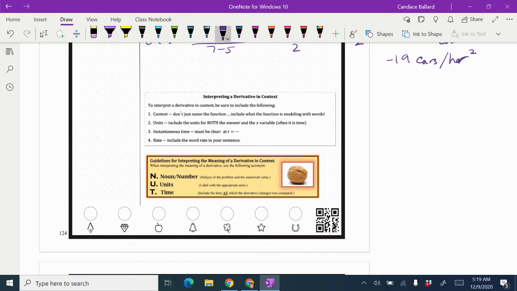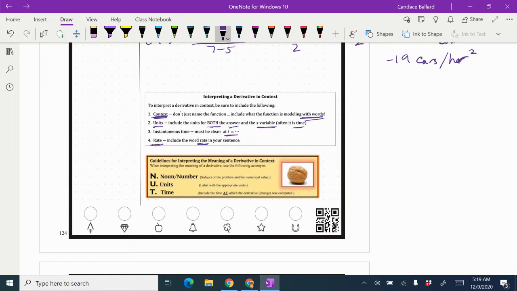So context: don't just name the function. Include what the function is modeling with words. Context is super important. Units: include the units for both the answer and the x variable, which is often time. Instantaneous time: it must be clear at t equals something. And then rate: include the word rate in your sentence, okay?